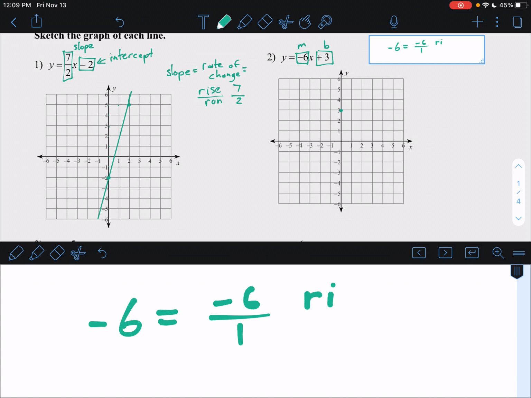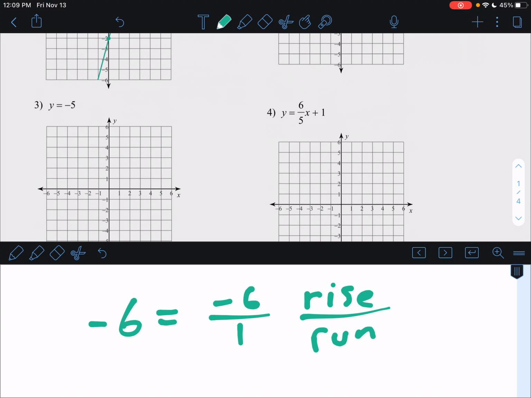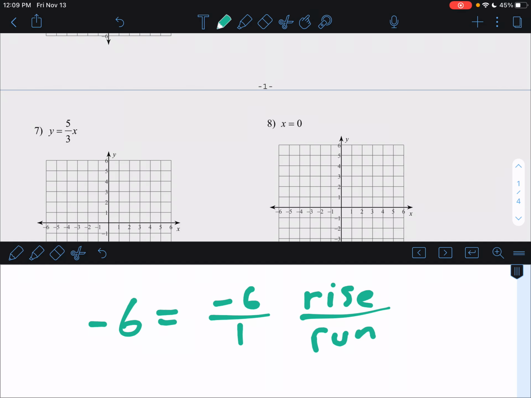So that's my rise of negative 6, my run of 1. And a rise of negative 6 means you're just going down. And if it was, let me try to find an example, if there are any on here.